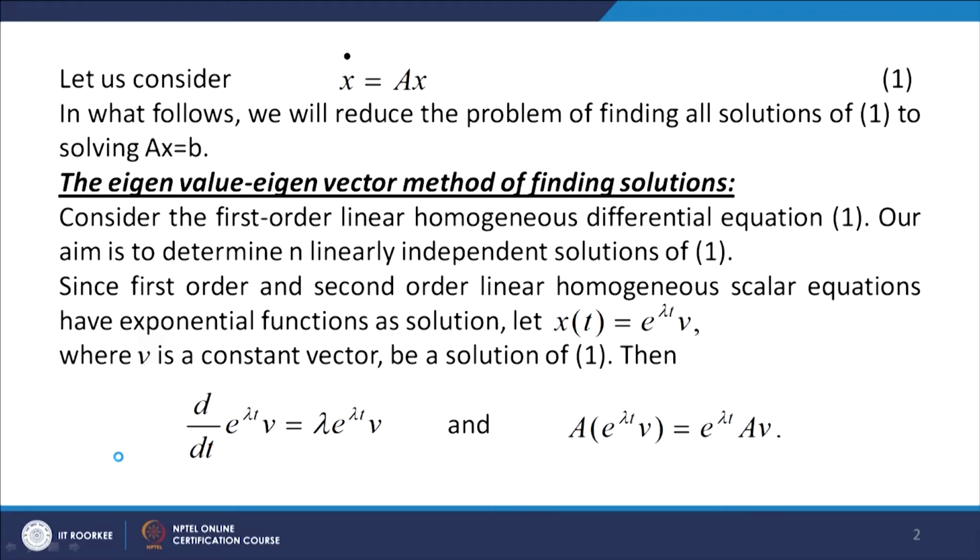Let us consider the vector differential equation x dot equal to Ax. In what follows, we will reduce the problem of finding all solutions of this vector differential equation to solving the homogeneous system of equations Ax equal to B. The eigenvalue eigenvector method we are going to discuss finds all solutions of the vector differential equation x dot equal to Ax.